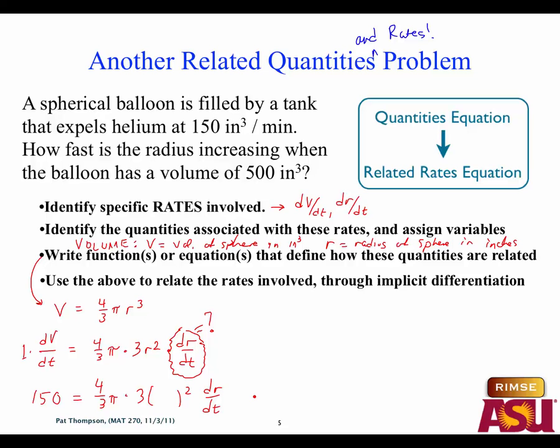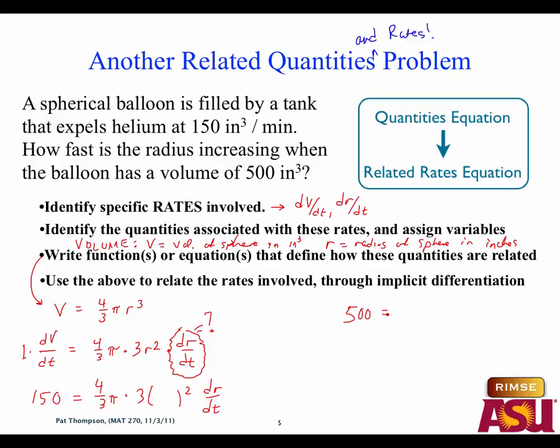Yes, sir? We know that the final volume of 500. Okay, whisper, please. Yep. So 500 is our volume, and we want the radius at that moment. So we can use our equation that relates the quantities to get r when V is 500. And that will be what we need to finish solving for the rate of change of radius with respect to time. So a little bit of side work here.